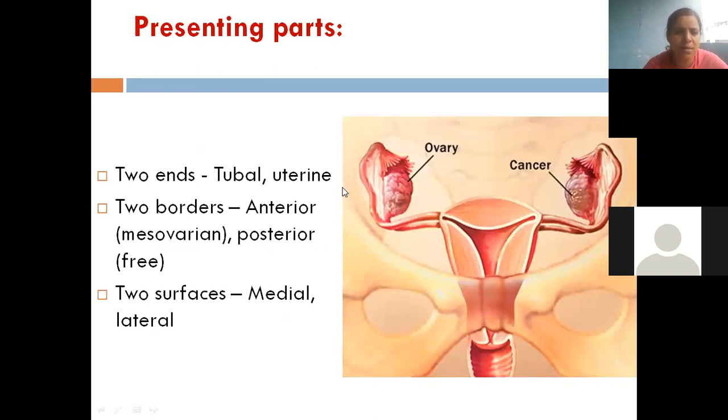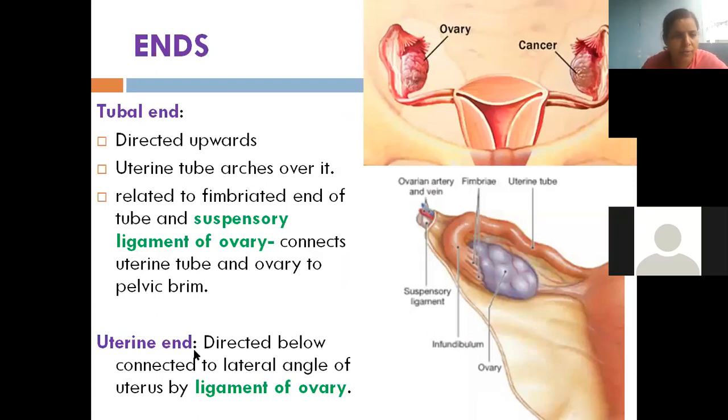Now the presenting parts, you just try to understand. It has two ends. What are those? The end which is towards the fallopian tube is called the tubal end. The end which is attached to the ovarian ligament through the uterus, you call this the uterine end. Then it has two borders, anterior border and posterior border. Then it has two surfaces. Close to the midline, it has medial surface. Away from the midline, it has lateral surface. Actually, we also call it upper pole, lower pole, medial surface, lateral surface, anterior border, and posterior border.